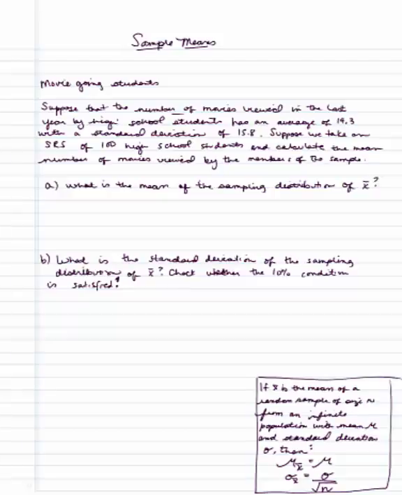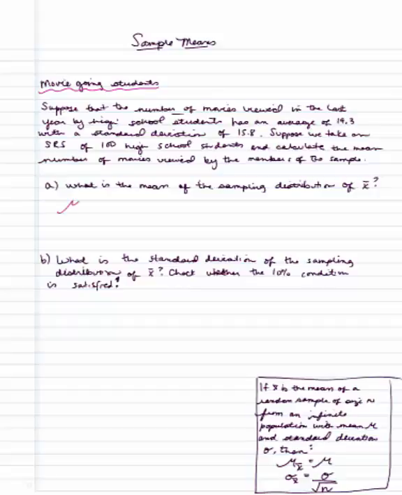Okay, for 7.3 for sample means, I have an example here for movie-going students. Suppose the number of movies viewed in the last year by high school students has an average of 19.3 with a standard deviation of 15.8. Suppose we take a simple random sample of 100 high school students and calculate the mean number of movies viewed by the members of the sample. What's the mean of the sampling distribution of X bar, which is the sample mean?